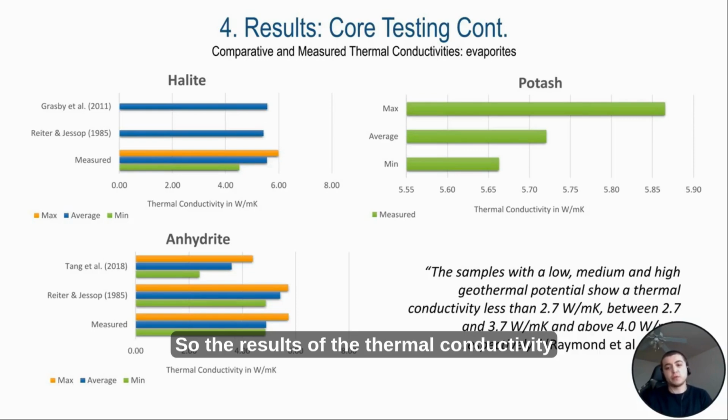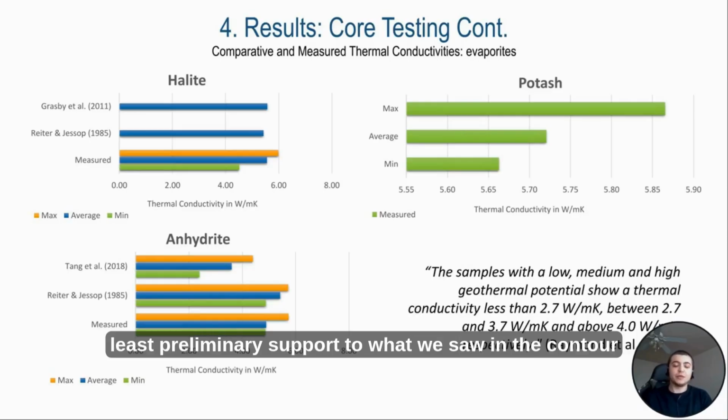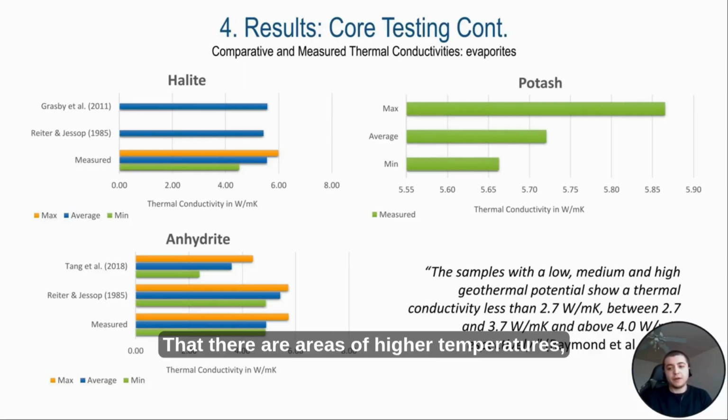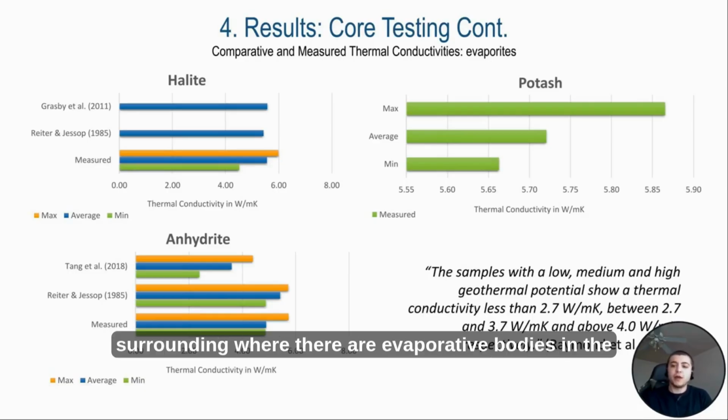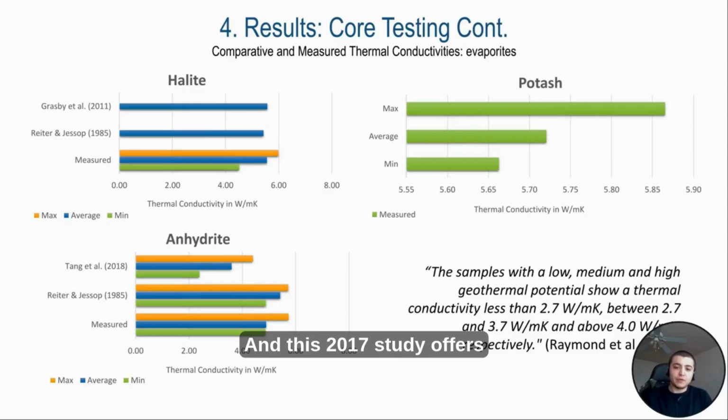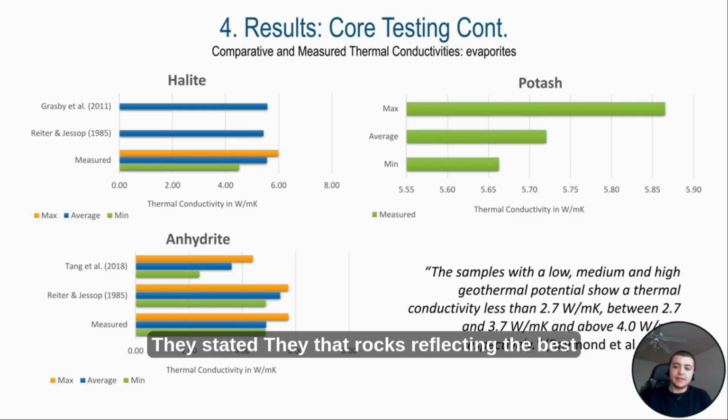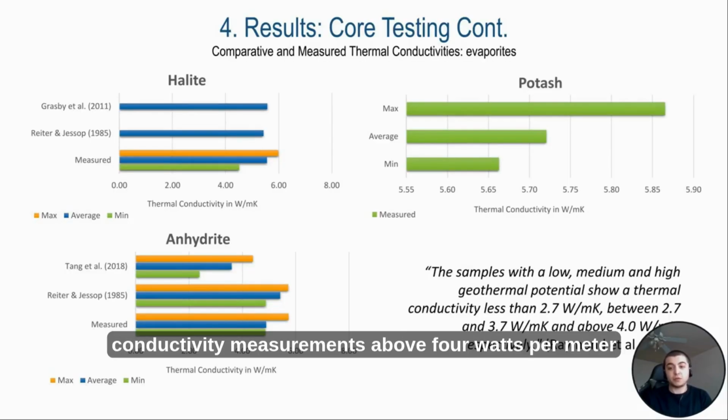So the results of the thermal conductivity testing lend some, at least preliminary, support to what we saw in the contour maps, that there are areas of higher temperatures, higher thermal gradients surrounding where there are evaporitic bodies in the subsurface. And this 2017 study offers further support to this. They stated that rocks reflecting the best potential for geothermal production have thermal conductivity measurements above 4 watts per meter Kelvin.